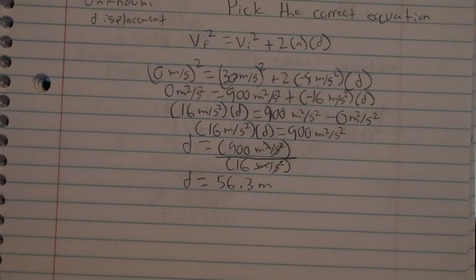And then to continue to break it down further, I get 16 meters per second squared times the displacement is equal to 900 meters squared divided by second squared. And then I finally get the equation to read the displacement is equal to 900 meters squared divided by second squared divided by 16 meters per second squared. So I get that the car will skid a distance of 56.3 meters before it comes to a stop.